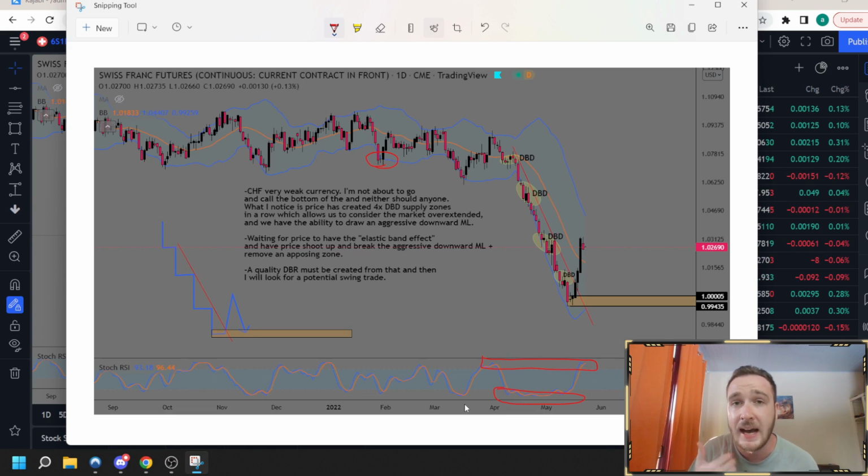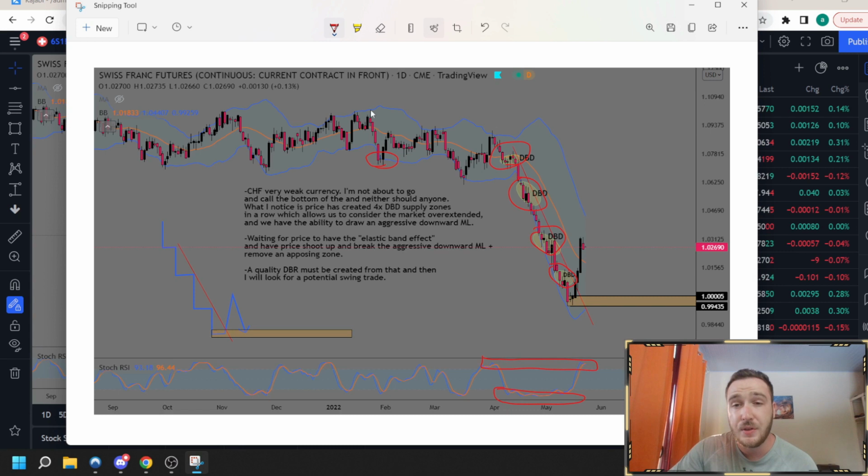But how do I, as a supply and demand trader, view the market as overextended? Well, I use something called the elastic band theory. This is a technique that my mentor brought on to me, and I thought it was really interesting. He talks about if you have three continuation patterns in a row, here, right here: drop, base, drop, drop, base, drop, drop, base, drop, drop, base, drop. We actually have four drop, base, drops in a row.